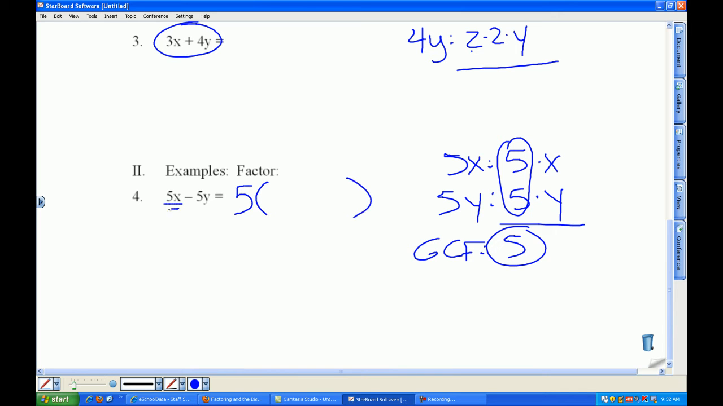We will divide both terms by 5. 5's cancel, 5's cancel. We're left with x minus y. This is your answer. So your answer looks like a distributive property problem, and that is correct.